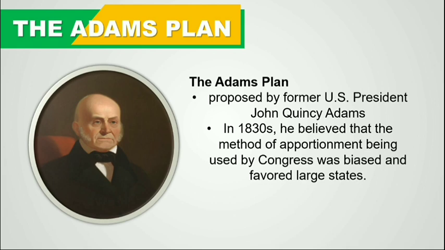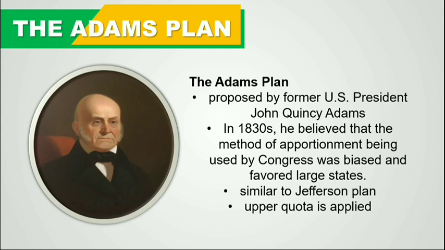And this method is similar to Jefferson's plan or method of apportionment. However, instead of the lower quota, this method applies the upper quota. Now, what are the steps of this apportionment method?